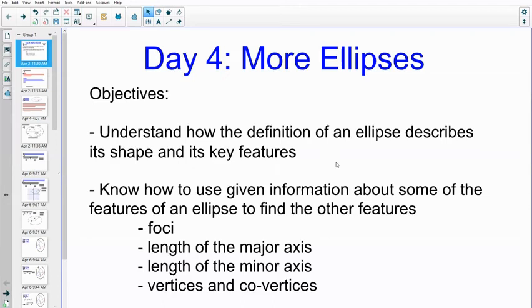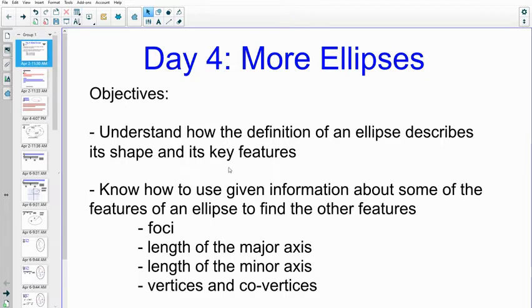We are going to continue working on ellipses. I've got just a couple new things for us to look at today, and then we'll switch over to the last topic for this class, which is hyperbolas. That'll be Thursday and Friday's lesson, and then wrapping things up for you guys next week.